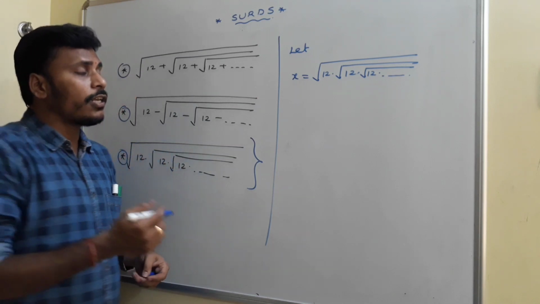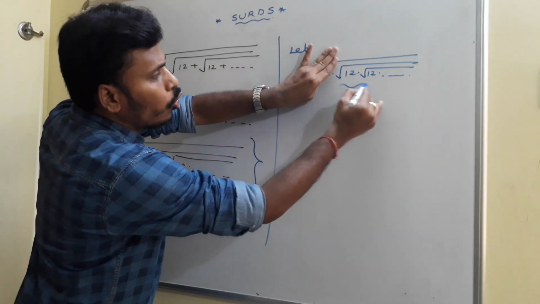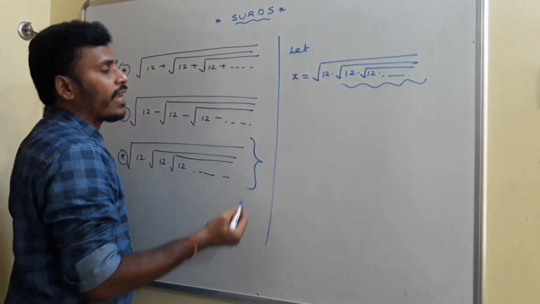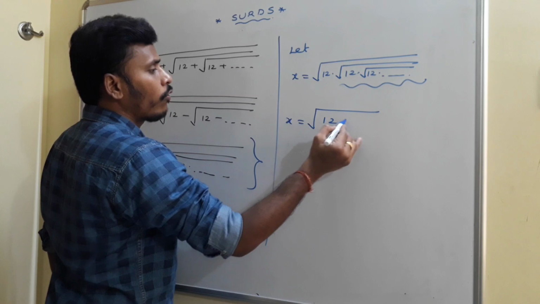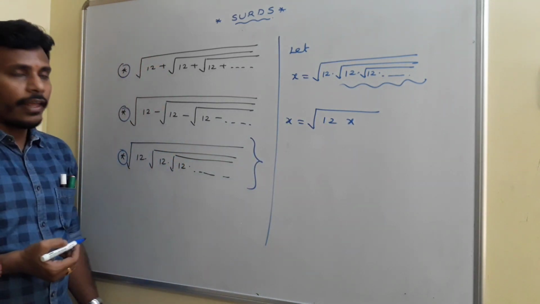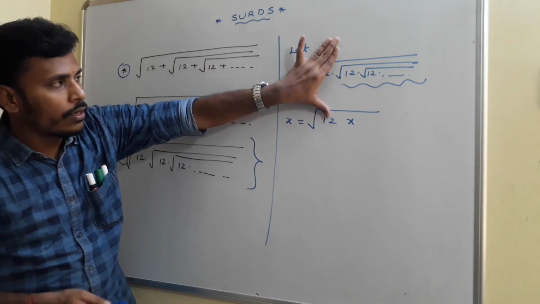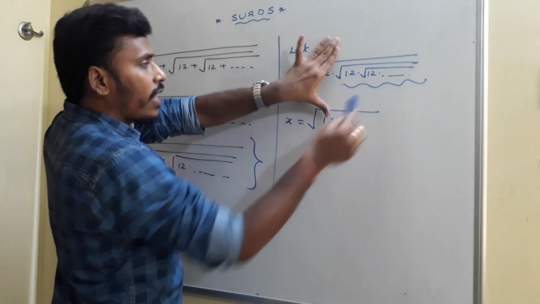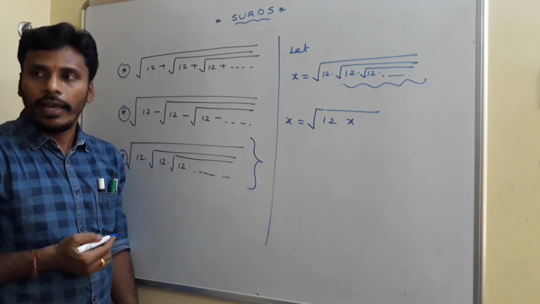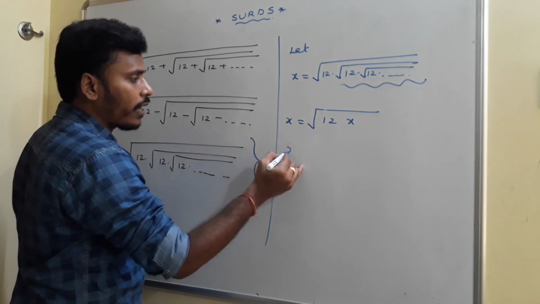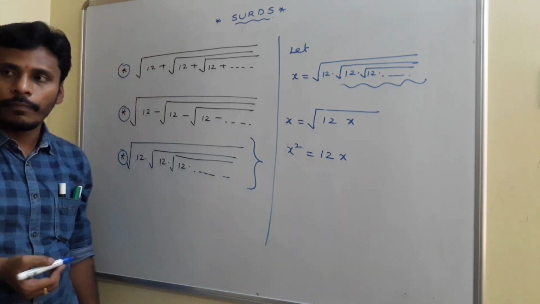Nothing, right? So if you remove this first root 12, all the rest again appears like x. So I will write it like this: x is equal to root of 12x. Think once. There are infinite number of root 12s there. If you remove the first root 12, the remaining thing again looks like x. So x is equal to root of 12x. Now square on both sides. You get x square is equal to 12x.